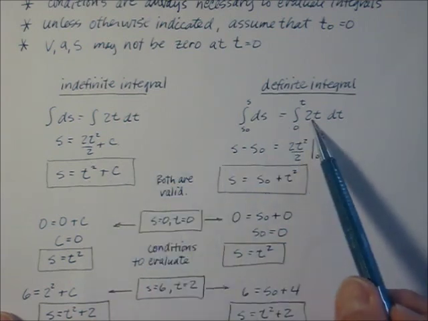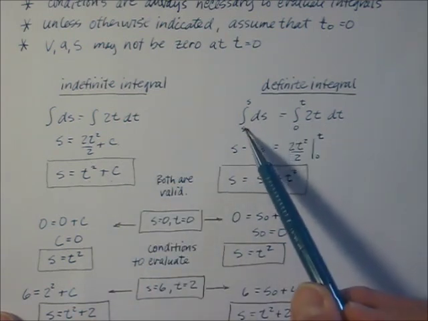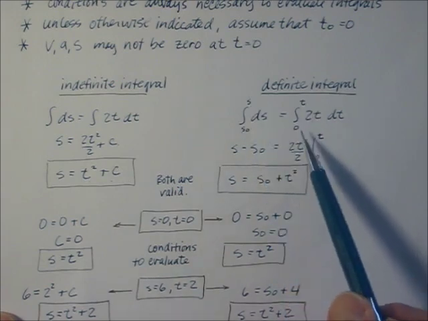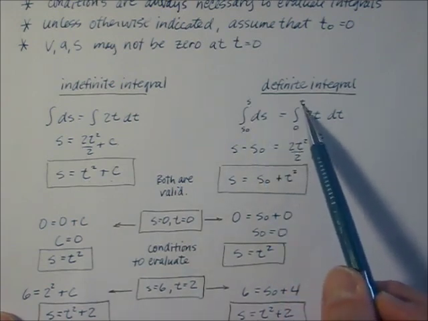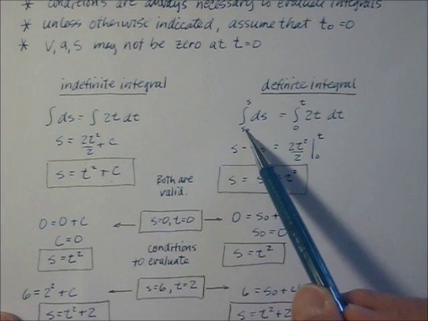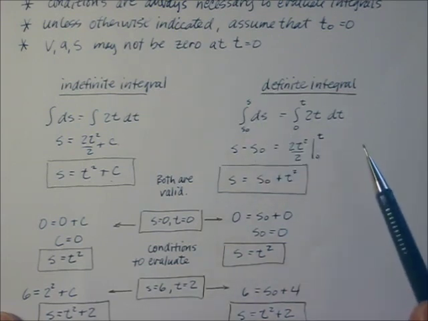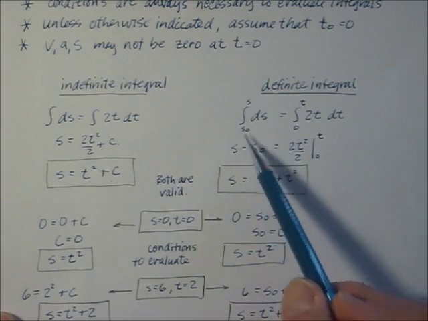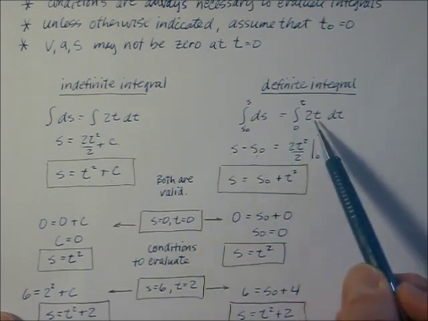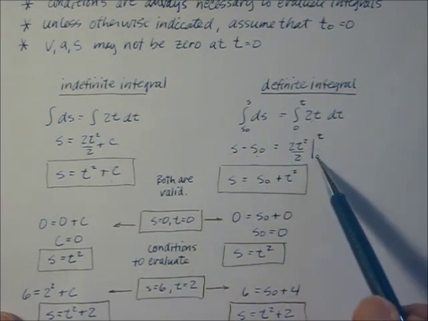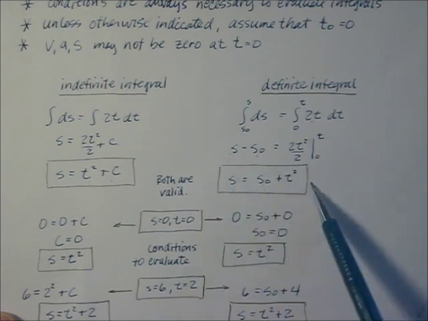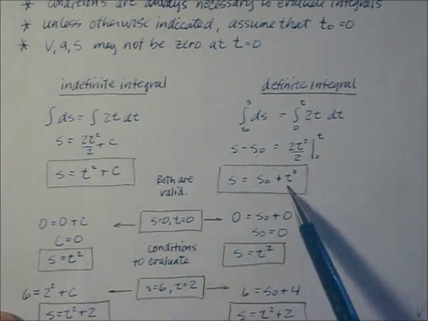Same with over here in a definite integral. A definite integral means we have limits on the integrals. And again, time always goes from 0 to t. Distance could be from whatever the position is at time 0 up to the position that we're looking for. The integral of ds is equal to s minus s0. Over here we have 2t integrated from 0 to t. Evaluating that, we get s is equal to s0 plus t squared.